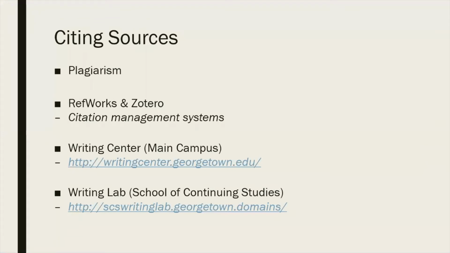So the last section I'm going to talk briefly about is citing sources. Plagiarism is something that Georgetown takes very seriously. And honestly, what I've seen the most is just accidental plagiarism. You do have some people who outright go and copy and paste something. That's very easy for professors to catch, especially if your professors are using something like Turnitin.